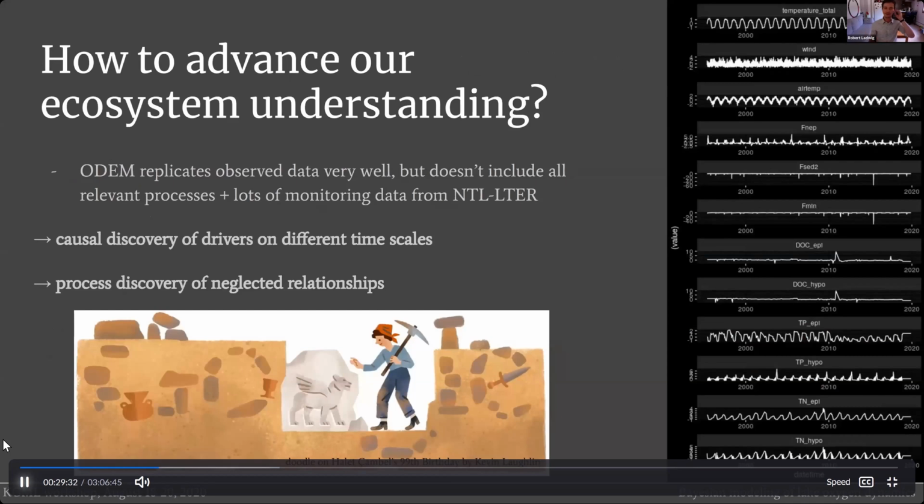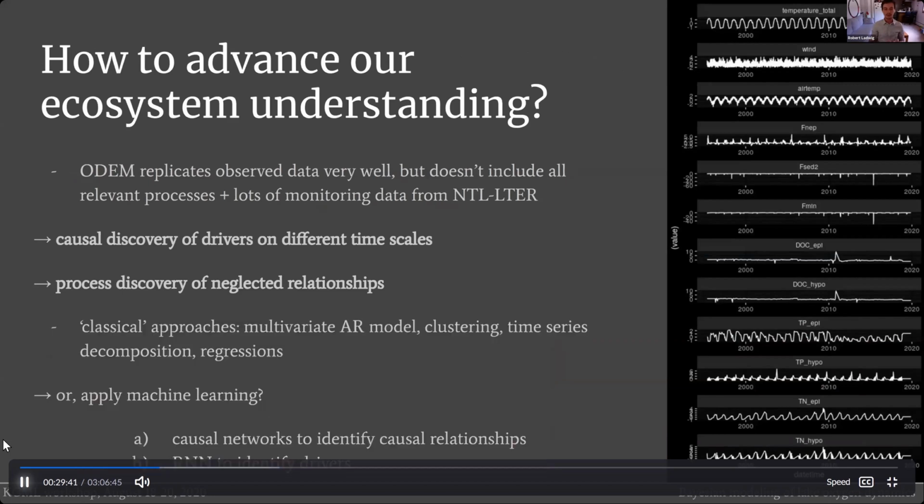The first one is, what are the causal relationships between the different drivers or variables? And also, what are the important empirical relationships that we have neglected now, but they could be important for the next iteration of ODEM? And of course, there are all these classical approaches, but we now would want to apply machine learning. So we tried two things for now.